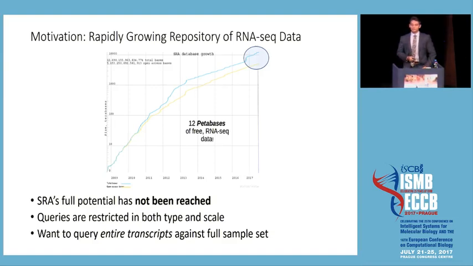Many of you may be familiar with the Sequence Read Archive, or SRA. This is a public repository of RNA sequence data that researchers can use to save both time and money during their experiments by repurposing old data to gain new insights.